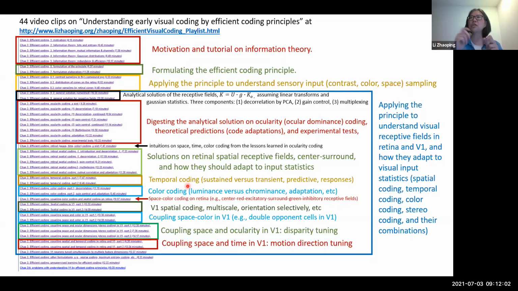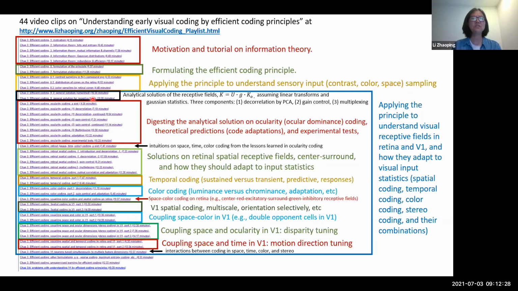Okay, because motion is change in space across time. So therefore you will get motion direction selectivity from that. And then you can say, okay, shall we couple everything, not just space with time, but space with color, space with ocularity, couple everything: space, time, color, and ocularity? Is it possible? Is it not possible? Is it only limited coupling? Is there some constraint and things like that?